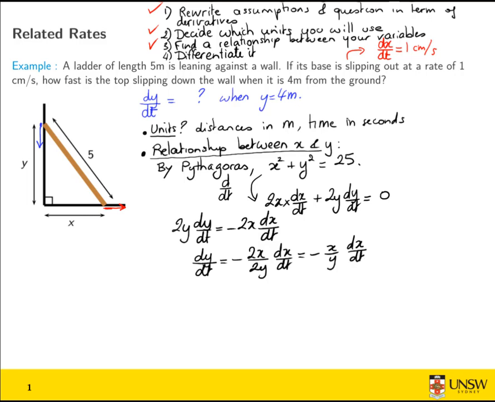Not bad. Now we just need to substitute the values for x and y. The value for y is 4, and that's when we realize that the value for x hasn't been given to us, but if this is 5 and this is 4 in a right angle triangle, we can easily calculate x.